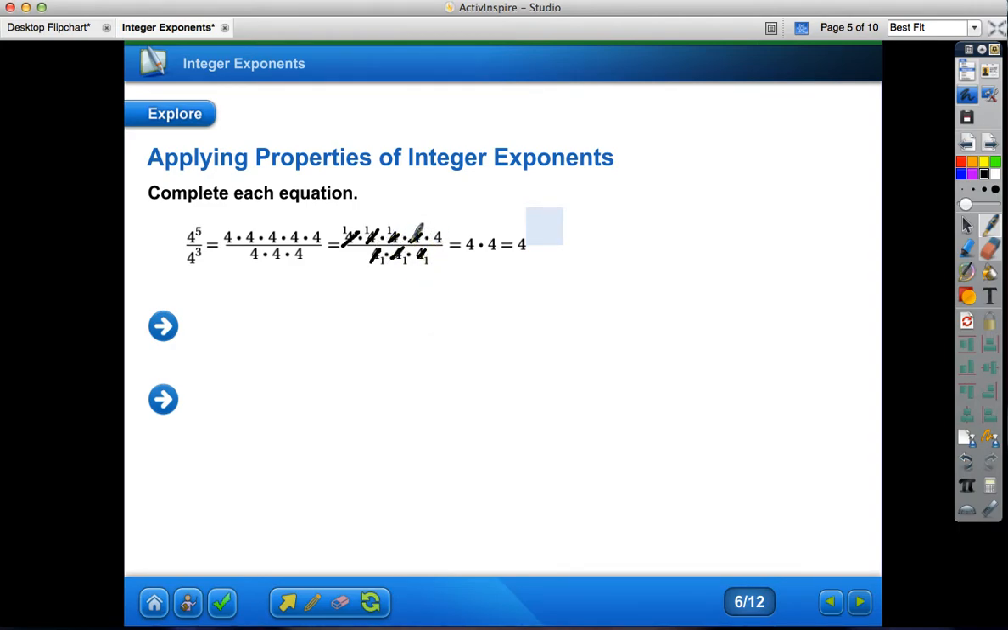I have that many. So I can't cancel out that last 4 because I don't have 4 4's on the bottom. So I should say for every 4 I have on the bottom, I can cancel 1 out on top. So I have 3 on bottom, so I can cancel out 3 on top. What I'm left with is 4 times 4, so I end up with 4 squared.